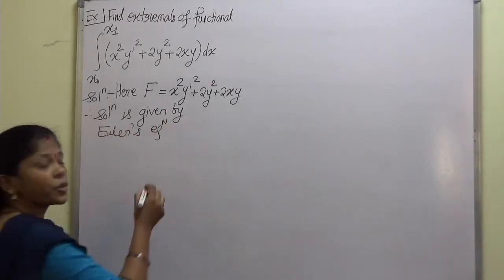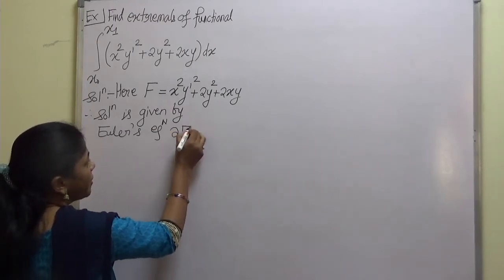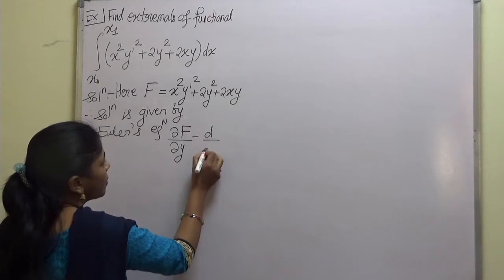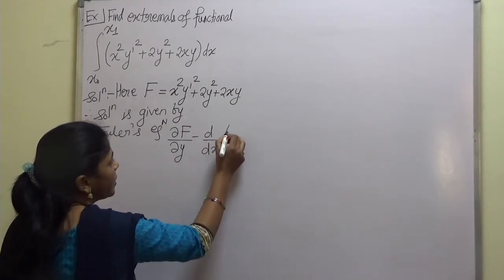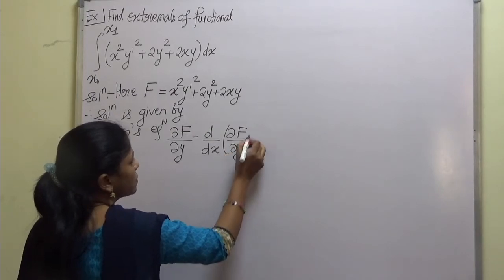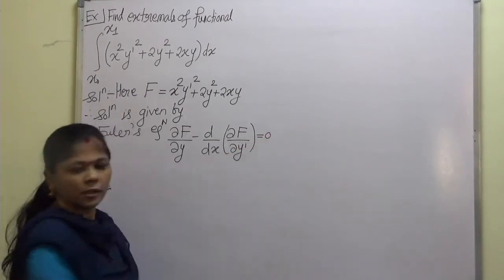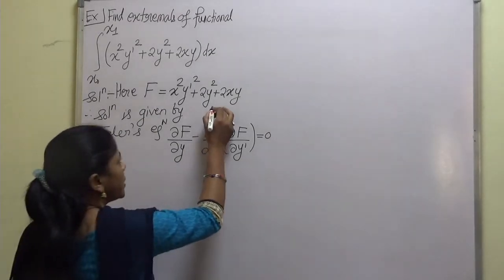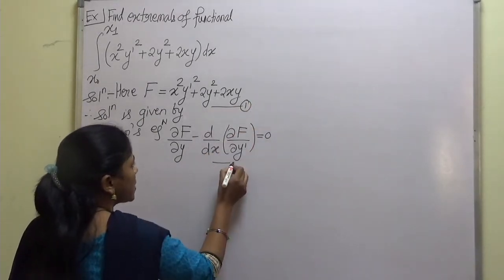What is the Euler equation? It is del f by del y minus d dx of del f by del y dash equal to 0. This is our Euler equation, right? Now here we need, let us call this as 1, this is 2.